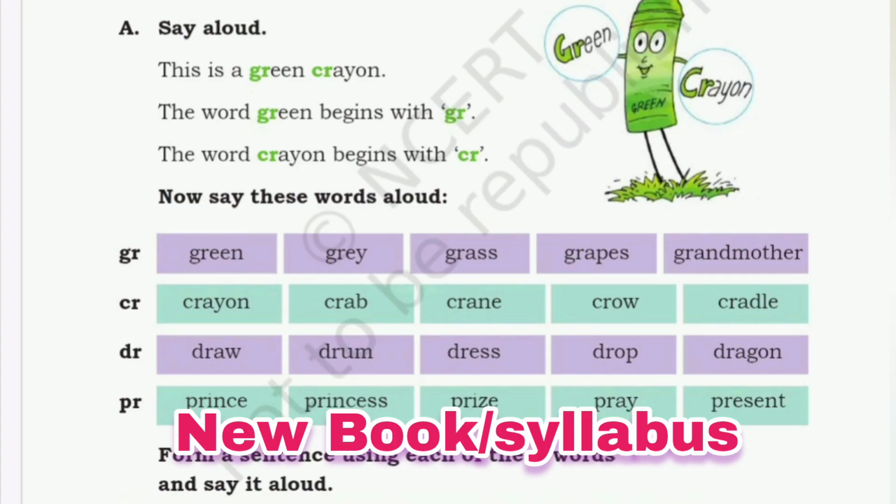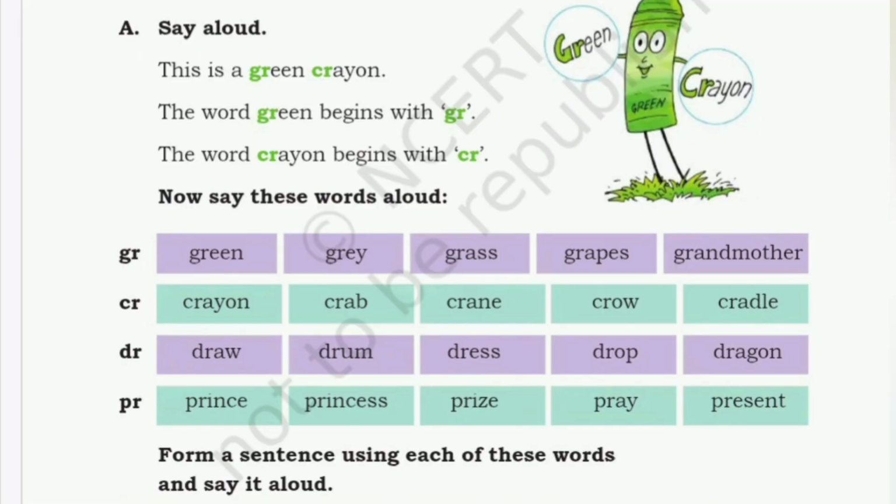Now let us read the words starting with PR. Words starting with PR. PRINCE, PRINCESS, PRIZE, PRAY, PRESENT. Form a sentence using each of these words and say it aloud.